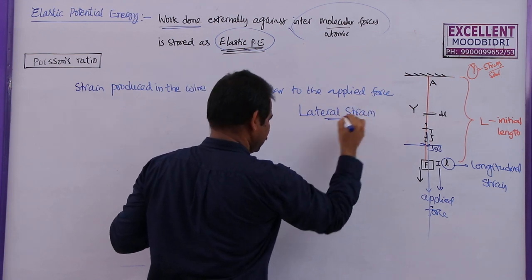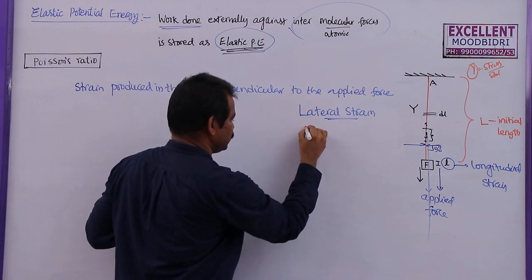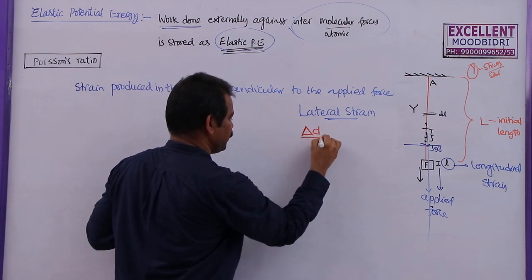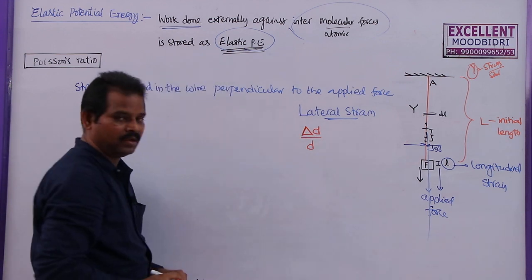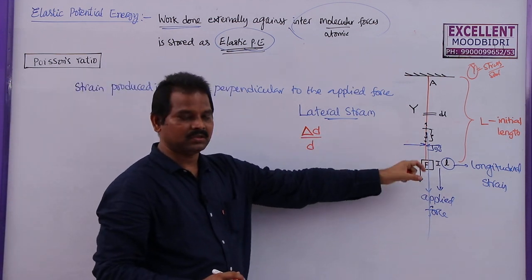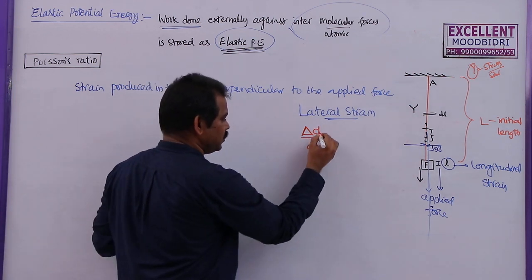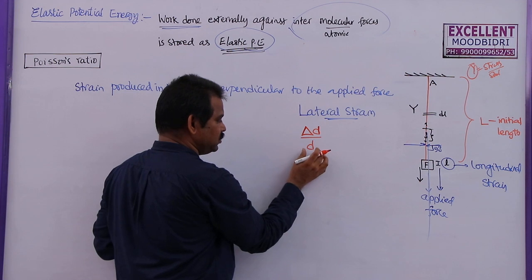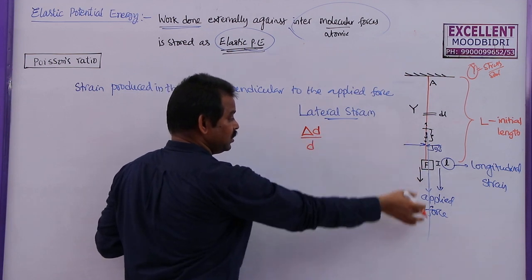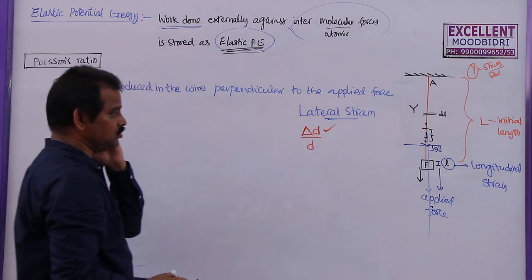So this is a new strain that we are going to learn now. This lateral strain is nothing but change in diameter by original diameter. If you observe, longitudinal strain is change in length by original length. Change in length is increasing, original length is constant. But what about the diameter? Here the length is increasing, but the diameter is decreasing. So we can take it as negative also.